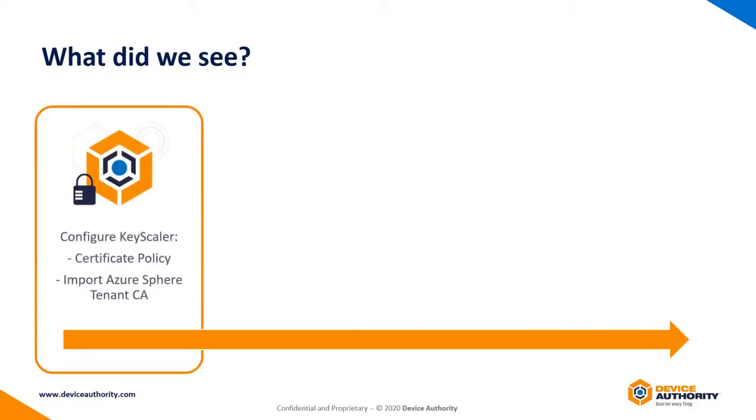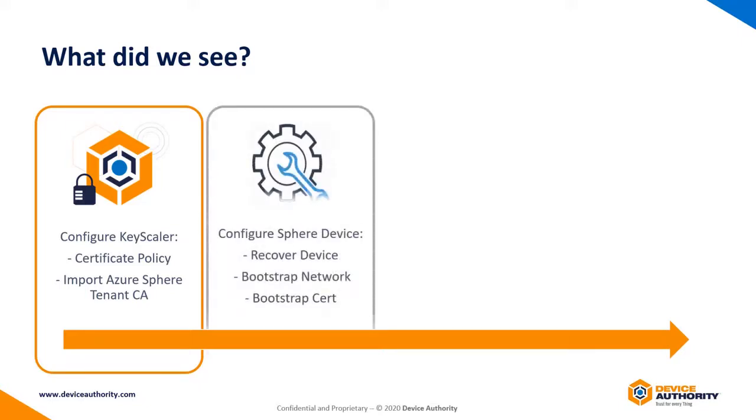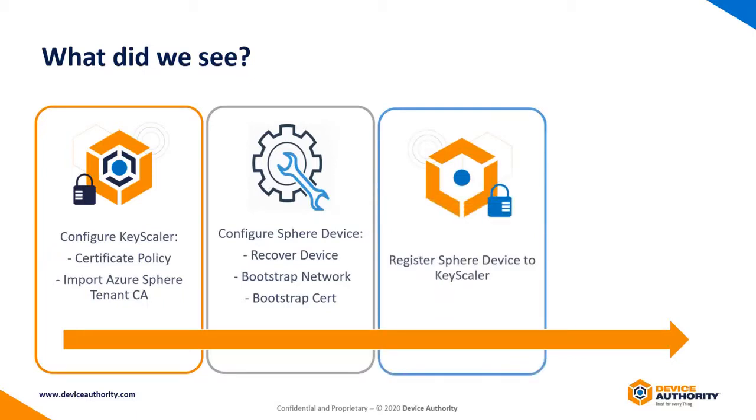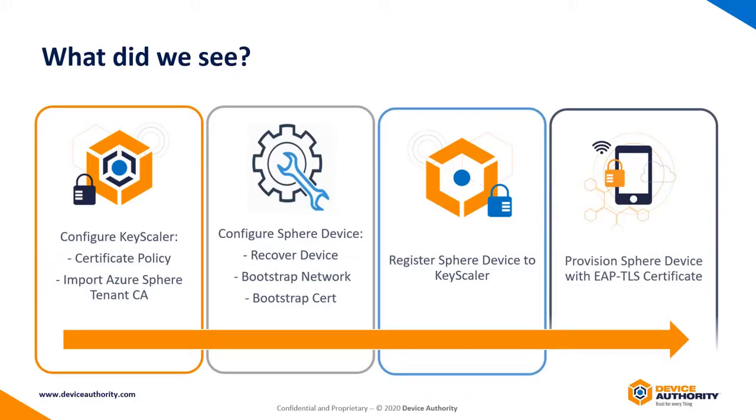Here is a recap of what we've seen. We configured Keyscaler and imported the Azure Sphere tenant CA to establish mutual trust. We put the Sphere device back to factory settings so it could connect to the Bootstrap network and fetch the Bootstrap certificate. We showed the registration of the Sphere device to Keyscaler and provisioned it with an EAP TLS certificate.